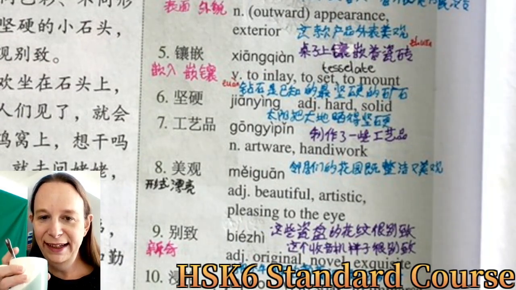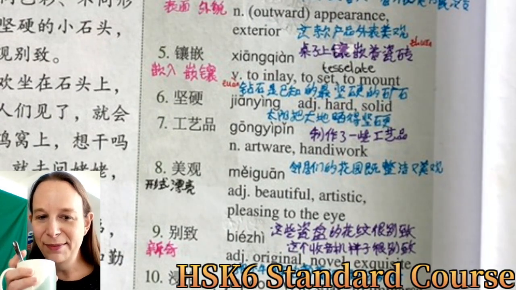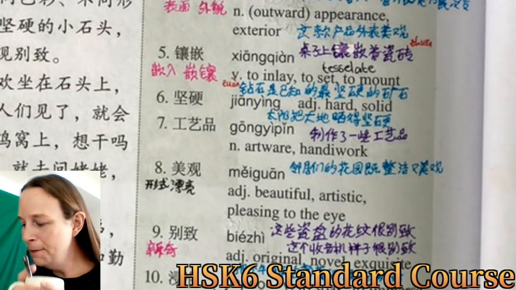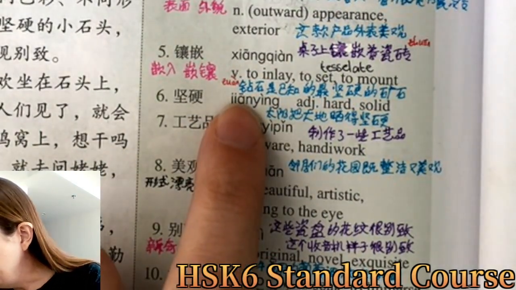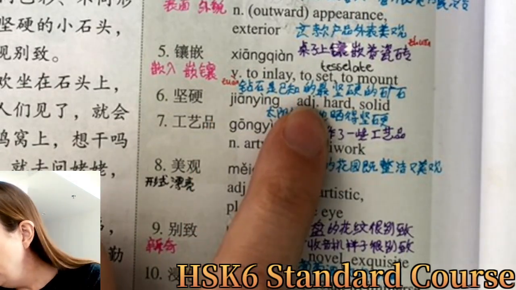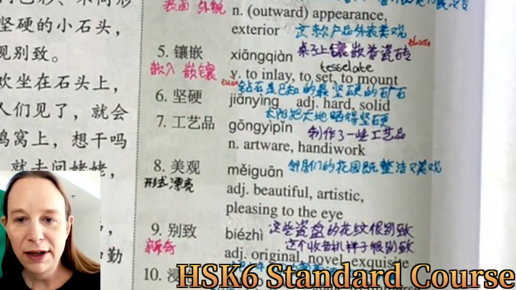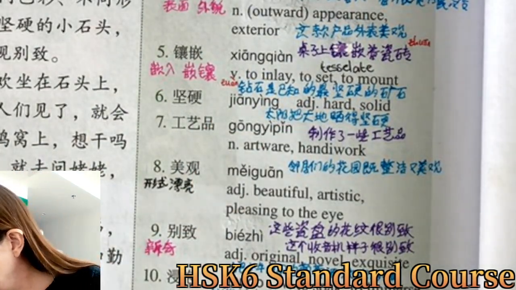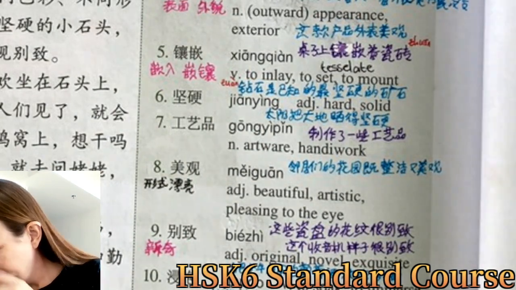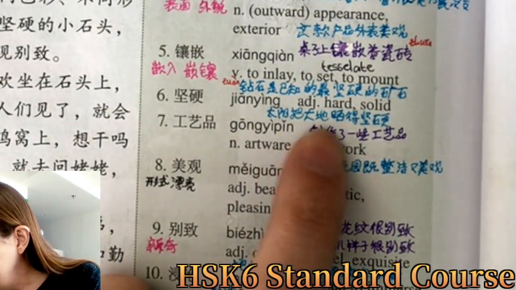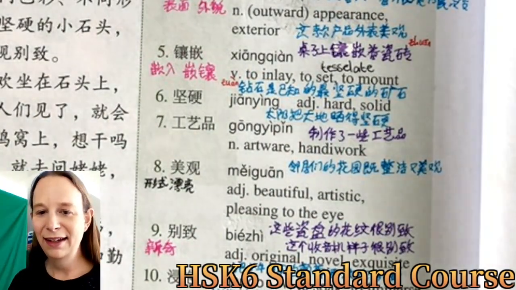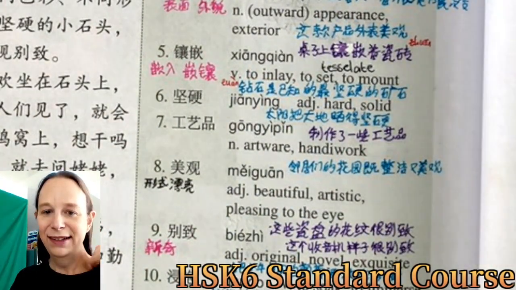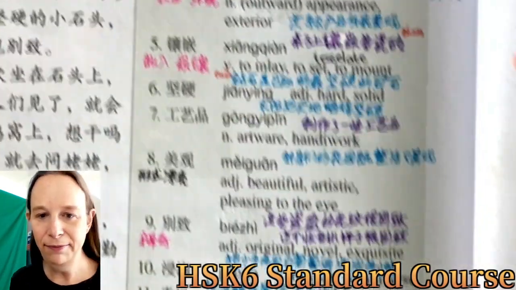Jian ying, meaning hard. Describes substances. What have I got here? 钻石是一直的最坚硬的矿石. 好. 太阳把大地晒得坚硬. Oh, okay, so the ground became hard because there's a lack of moisture, I guess.